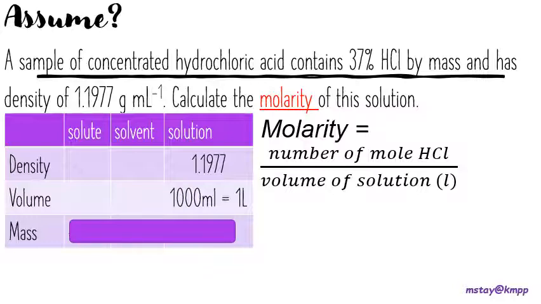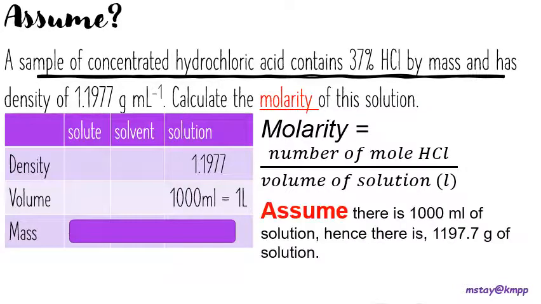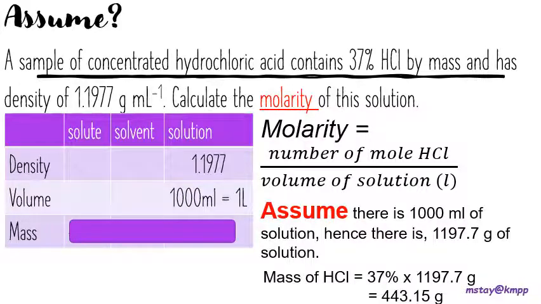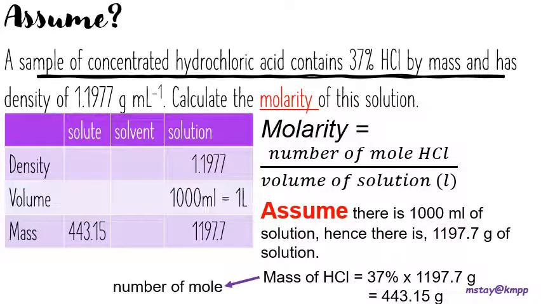After we assume this, we can use the information to get the mass of solution. And from the mass of solution, multiplying with the percentage by mass, we can get the mass of solute and solvent indirectly. The mass of solute can help us to determine the number of moles of solute. So with this, you can solve the question.